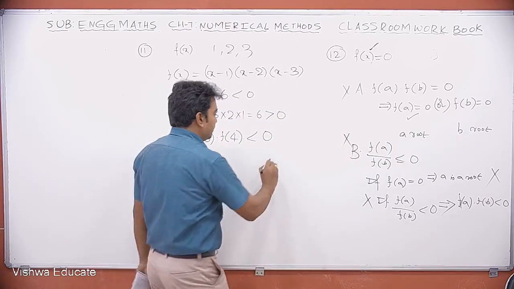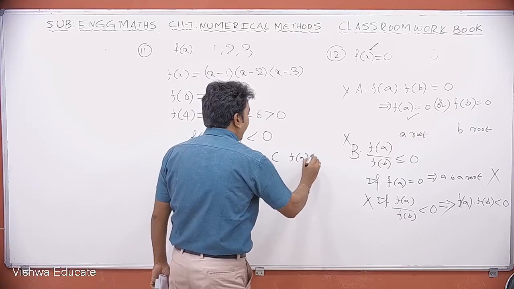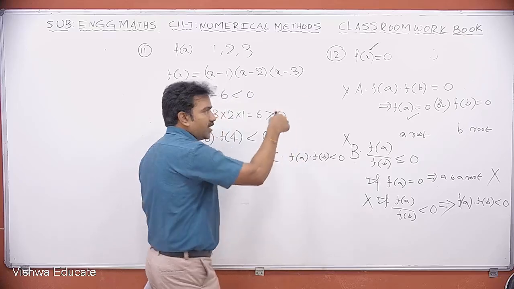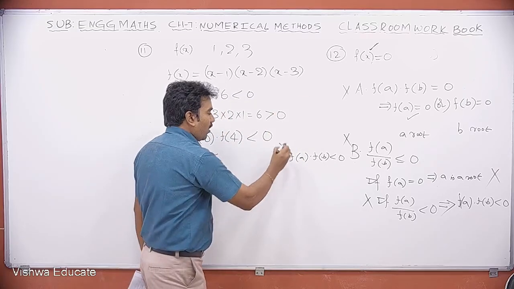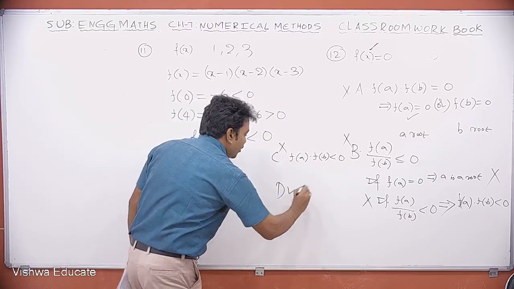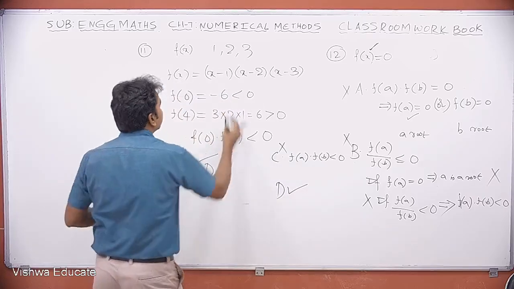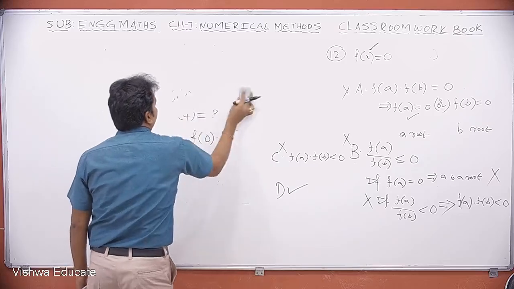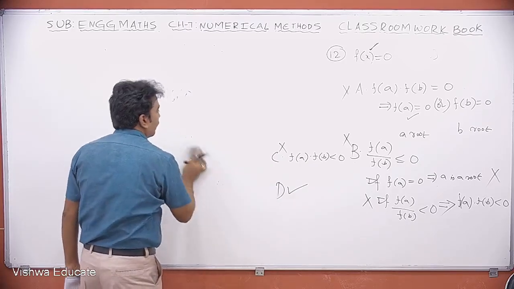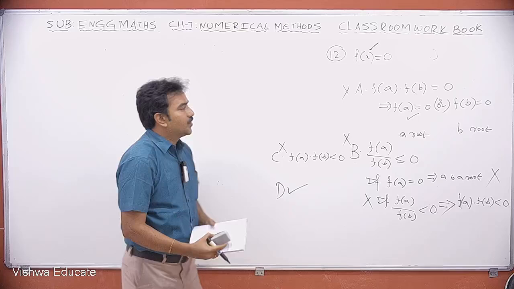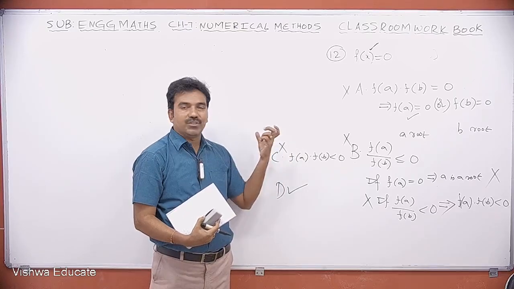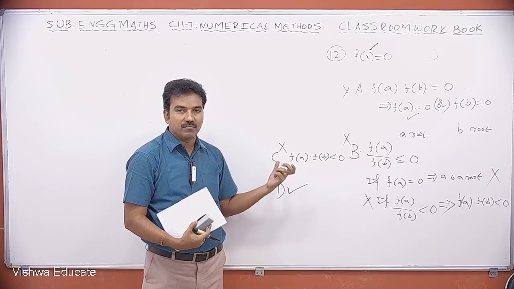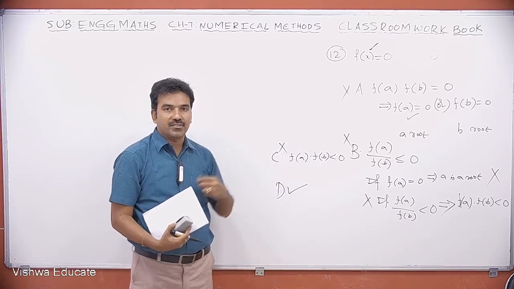Option C. This is f of a into f of b less than 0. Even when you take this, you will get roots inside this interval. So wrong answer. Therefore, D must be the right answer. So basically, this question purely depends on the application of the intermediate value theorem, right? So option D is the right answer.